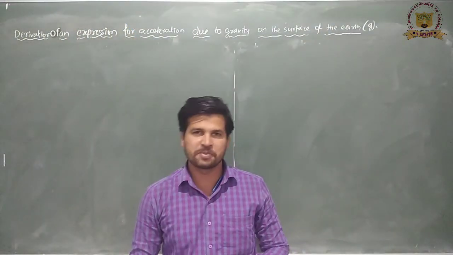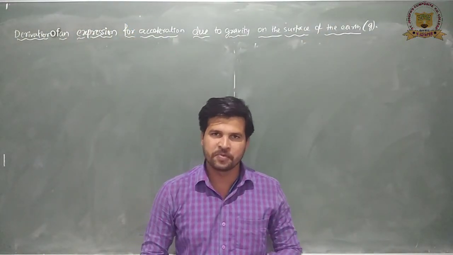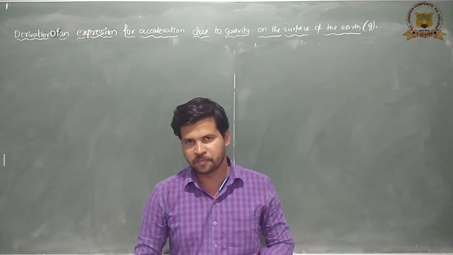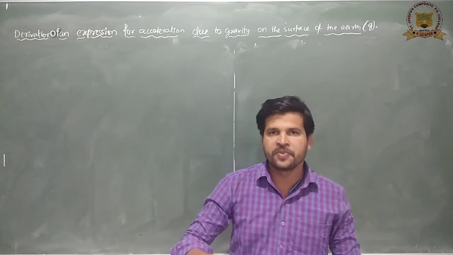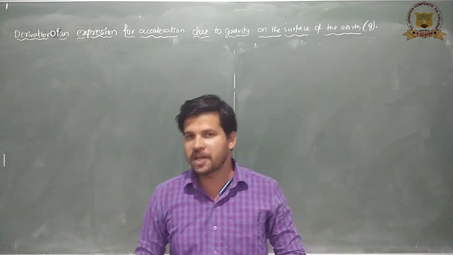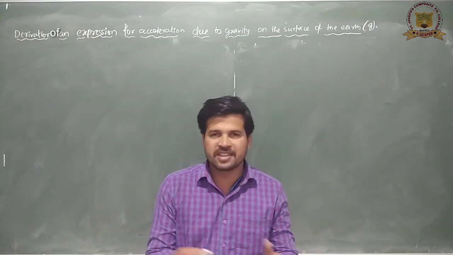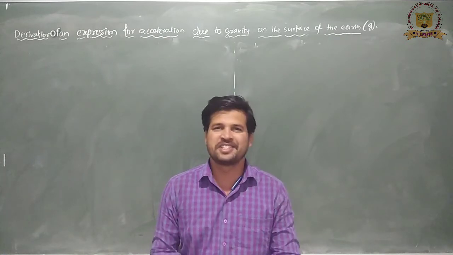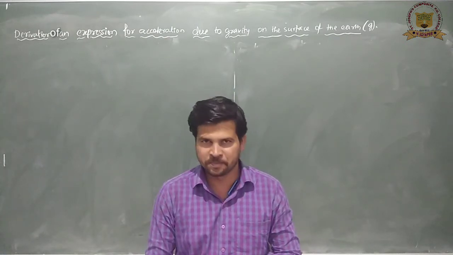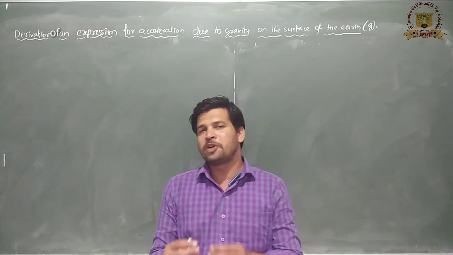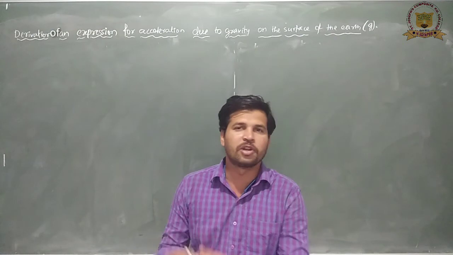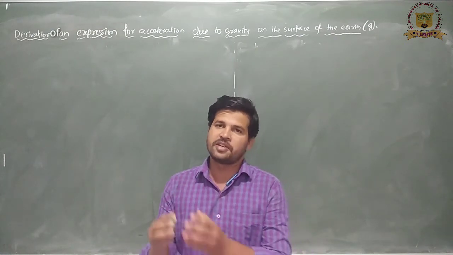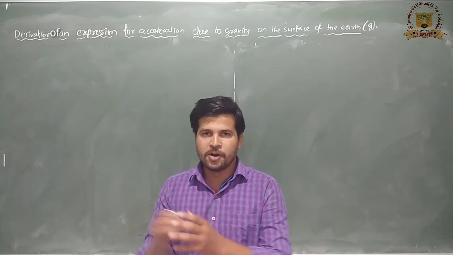Hello students, in this video we are going to derive an expression for acceleration due to gravity on the surface of the earth. We all know that when a body is falling freely, its velocity increases with respect to time, and you know that the increase or decrease in velocity is nothing but acceleration. And here the freely falling body is accelerating, and the reason for this acceleration is Earth's gravitational force or Earth's gravitational pull.